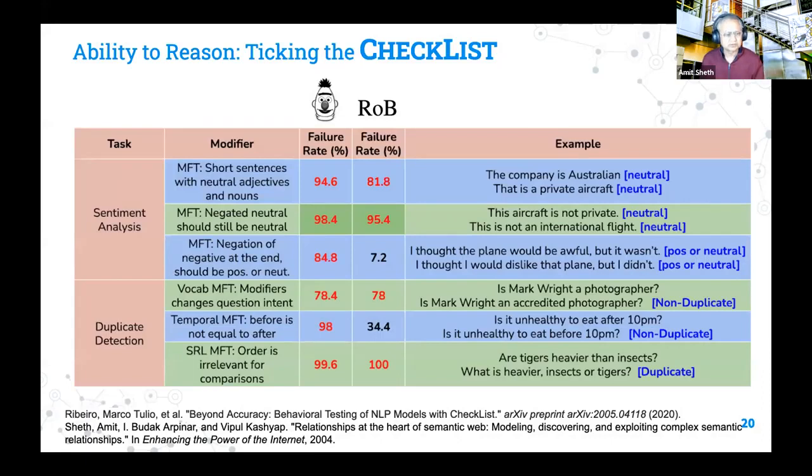Here are some other examples of failure of BERT and RoBERTa. These are well-known deep learning algorithms and approaches where you don't do too well, and there are quite a number of reasons. There's a task of sentiment analysis or duplicate detection, fairly basic tasks. Then there are modifiers. So you have short sentences with neutral adjectives and nouns, and with these kinds of examples, the systems have a very high failure rate, right? You can see the duplicate detection where the order is irrelevant for comparison. The last item, are tigers heavier than insects? The knowledge is not there explicitly in the text, and then they totally fumble, right?